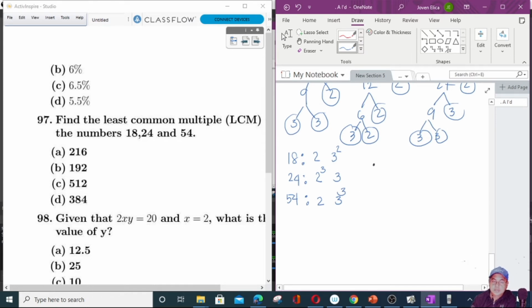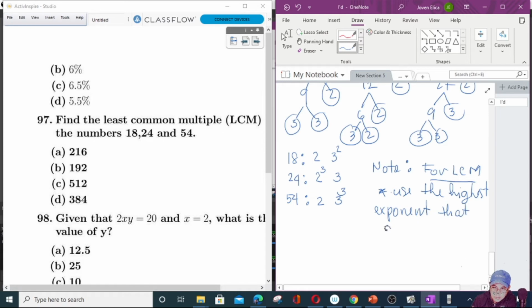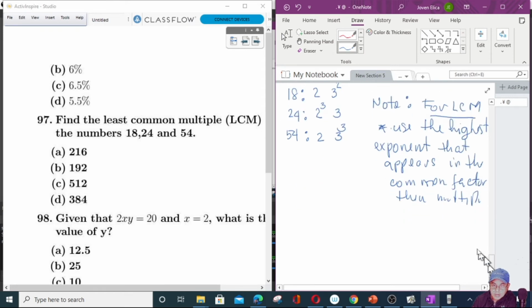So, rule, take note. If you're going to get the LCM, a reminder, for LCM, the rule is to use the highest exponent that appears in the common factors. And then multiply.